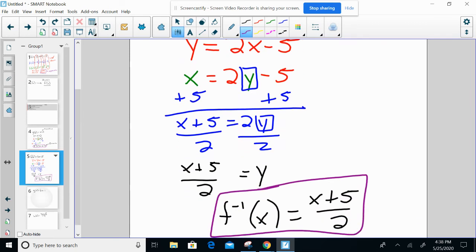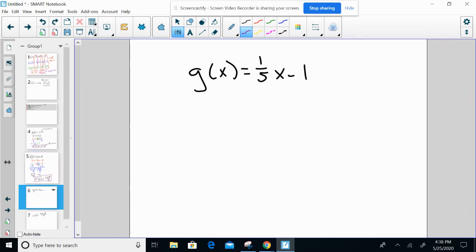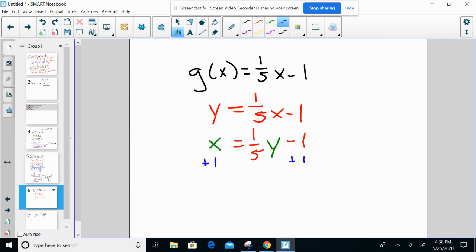All right. Same thing. Step 1. Replace the g of x with y. Switch the x and the y. We need to get y by itself. So solve for the y. Step 3. You'll add 1 to both sides. You need to get this by itself. So we want to move everything else over.